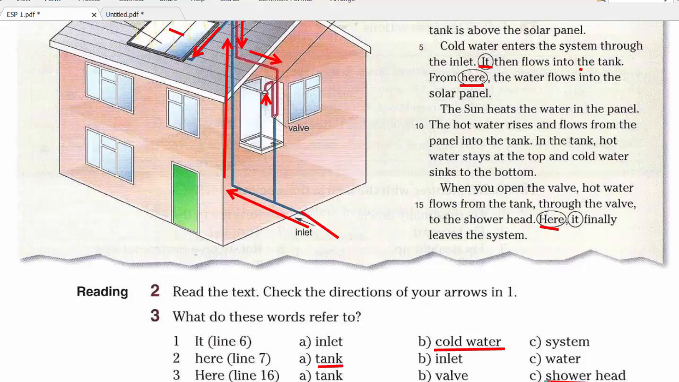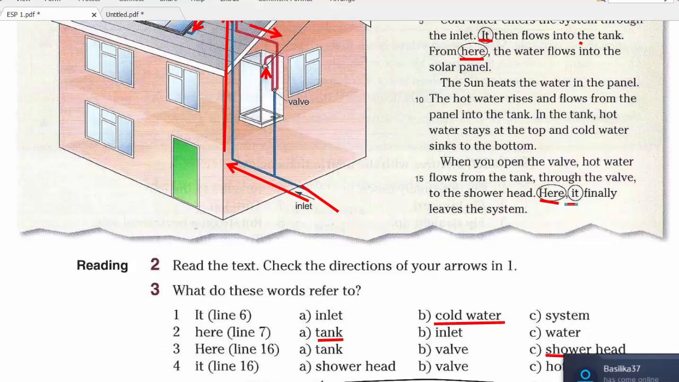Number 4, it, line 16, this one. It finally leaves the system. It refers to what? Hot water.